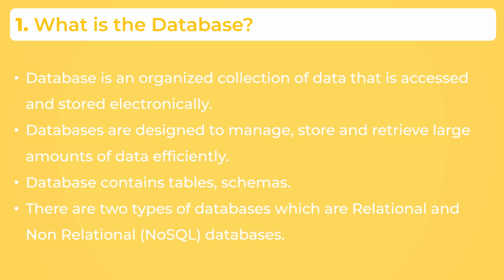There are two types of databases. The first is the relational database, which contains tables, rows, and columns. The other is the non-relational database, which is also called a NoSQL database, which contains JSON objects. The best example of a NoSQL database is MongoDB.